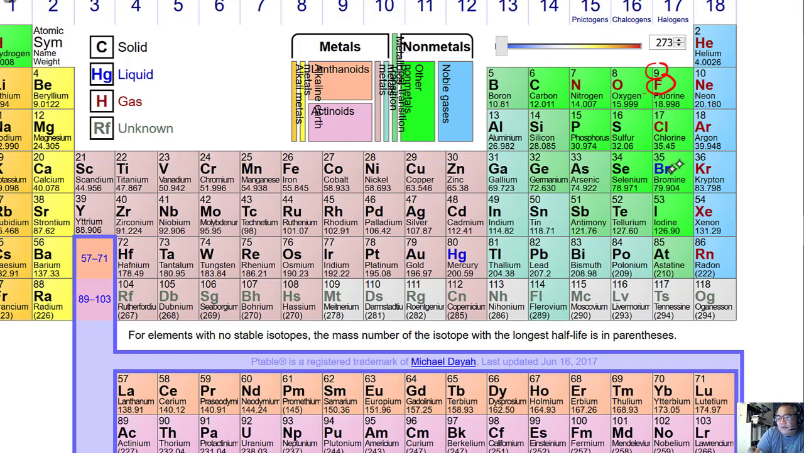Bromine has 35 and wants 36. So on the periodic table, for the nonmetals, just the nonmetals, all of these in this group make a -1 charge. Now, if you have a periodic table, you can write that on there if you want, the nonmetals.